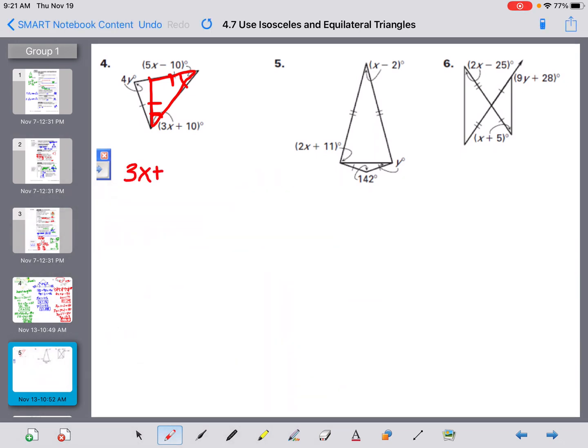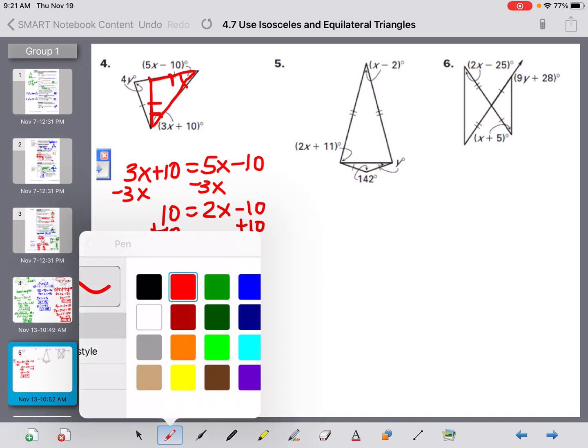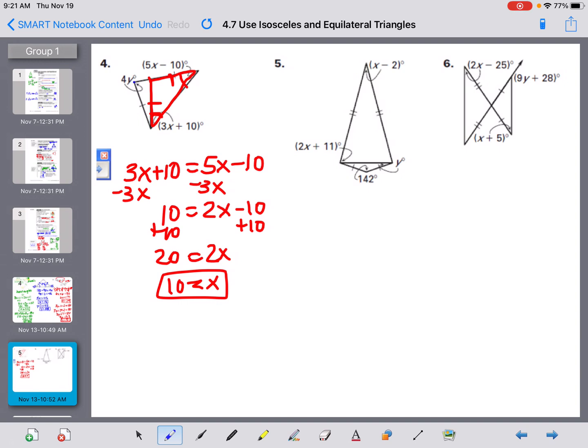So, 3x plus 10 equals 5x minus 10. Subtract 3x. I know I keep changing how I'm moving things, right? More than one way to solve an equation. Just make sure you take your steps one at a time. 2x equals 20, x equals 10. Okay. Still have to solve for y. So I have this y that's over here, and it's on an isosceles triangle too.